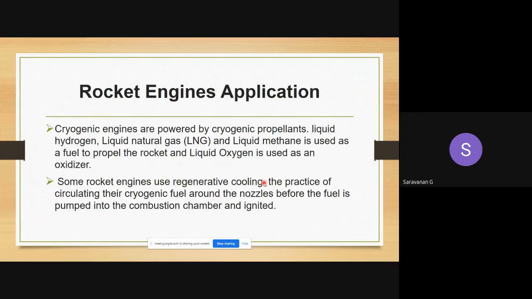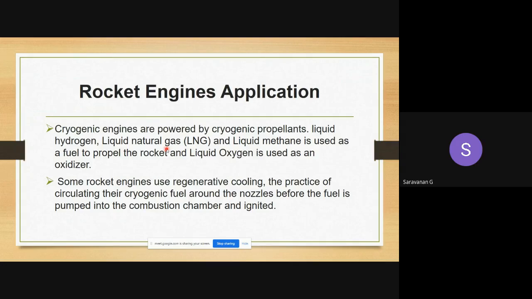In rocket engine applications, as you know, most cryogenic rocket engines, or liquid propellant cryogenic engines, are powered by cryogenic propellants. We can use liquid hydrogen, liquid natural gas, liquid methane, liquid nitrogen, or liquid fluorine. All these liquefied gases can be used as fuel, and others such as liquid oxygen can be used as the oxidizer.